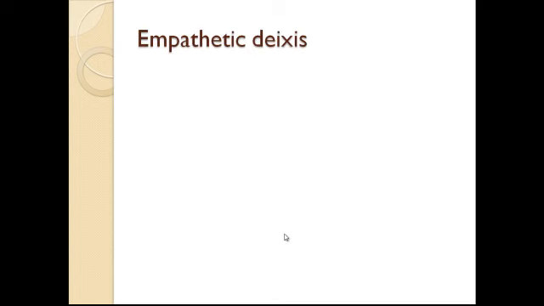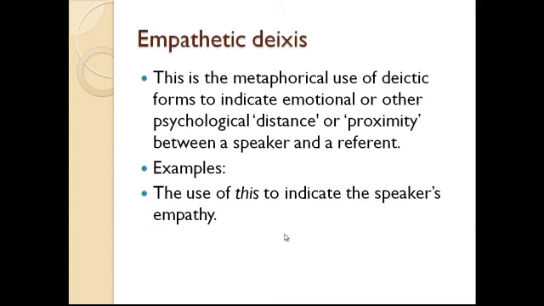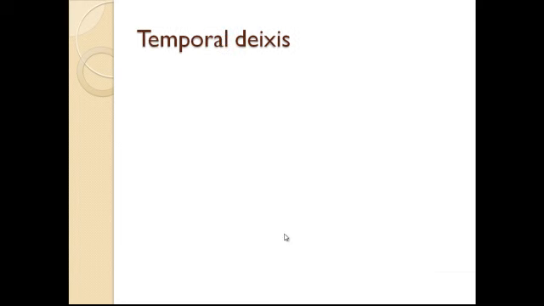Moving on to the next category of deixis, empathetic deixis. This is the metaphorical use of deictic forms to indicate emotional or other psychological distance or proximity between a speaker and a referent. A good example to this effect is when somebody uses the word this to indicate the speaker's empathy. We hope you know the meaning of the word empathy, like to be genuinely sympathetic, or indeed the use of that as a word to indicate the speaker's emotional distance. Where the word this or the word that has been used to show the speaker's empathy or emotional distance, then that is what is referred to as empathetic deixis.